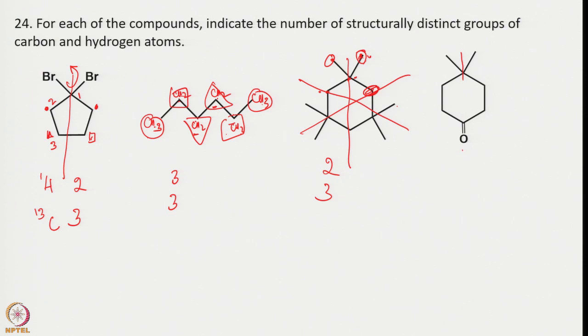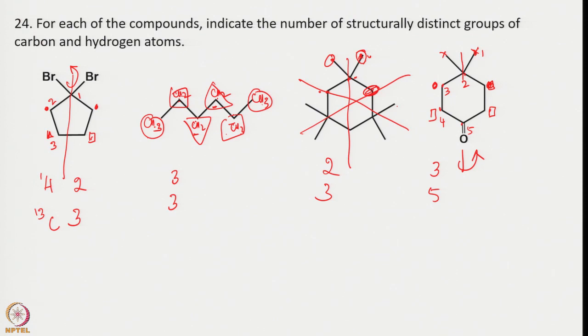Then here, again, you can see a C2 axis is there, and this will be identical. So this will be identical, this will be identical, and then this is one more here. So that means here also you can see 3. And then if you look into carbon, 1, 2, 3, 4, 5 different types of carbons you can expect here. So 5 different carbon environments are there. As a result, we are expecting 5. So this is the answer for these questions.